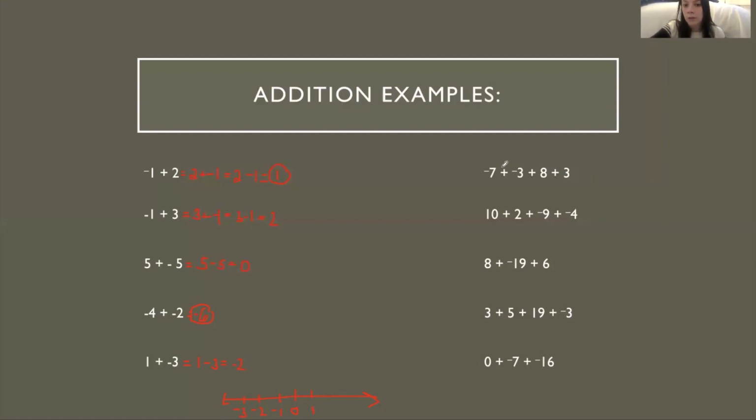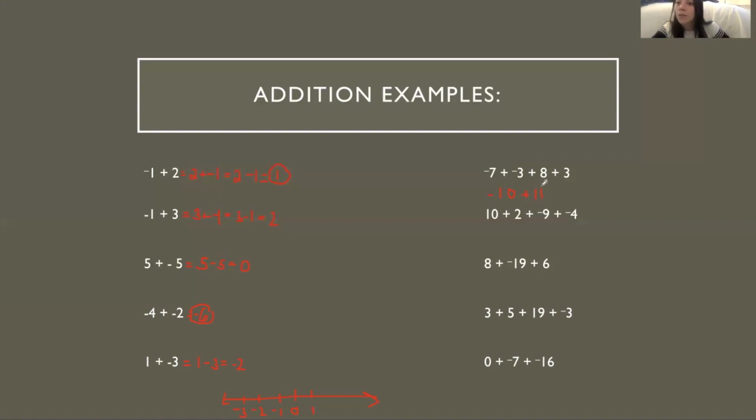Okay, so when you're adding more than one integer, the sign is going to be of the combined two integers. So -7 plus -3, if we add just regular 7 plus 3, we get 10, and they're both negative, so the answer is going to be -10, plus, and then our two positives, 8 plus 3. 8 plus 3 is 11.